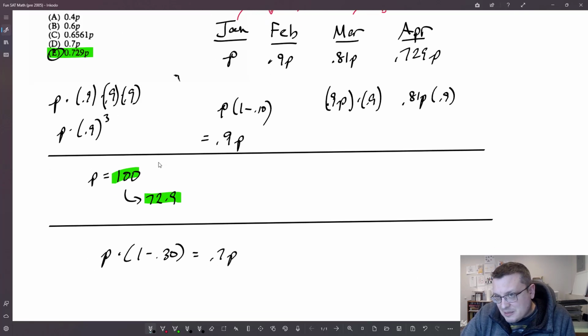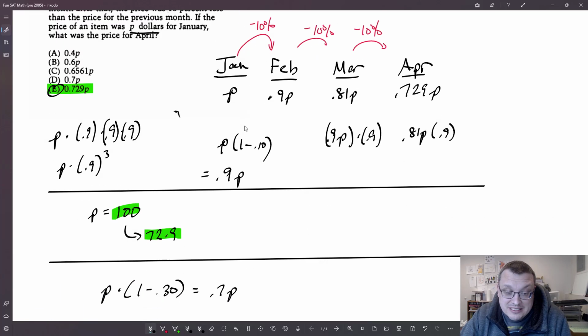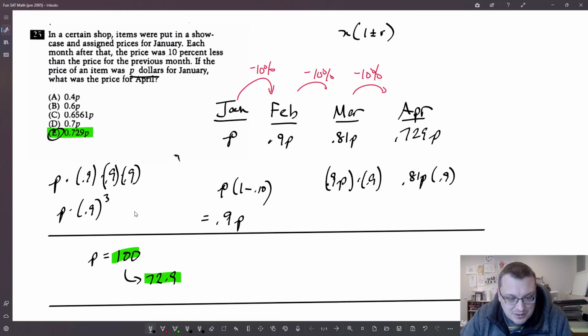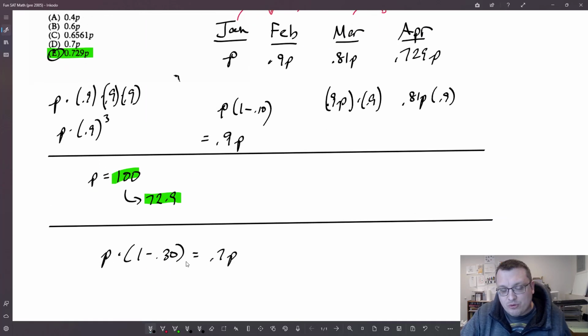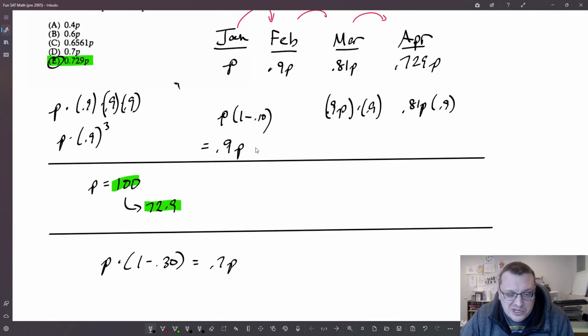But as we've seen before in other questions involving percent change, I can't really add and subtract percents. I have to deal with them individually, step by step. So I can't add 10 plus 10 plus 10 to get 30 and apply that. I have to apply the 10 and then apply the 10 and then apply the 10. And again, another reason why this formula is so important and so helpful. It kind of forces us to do that.